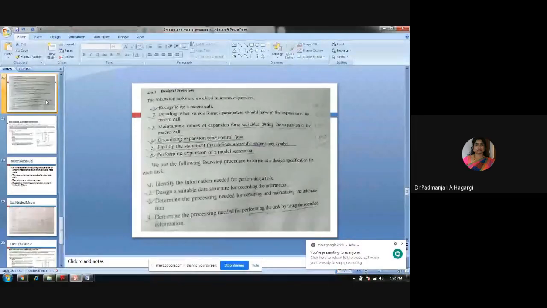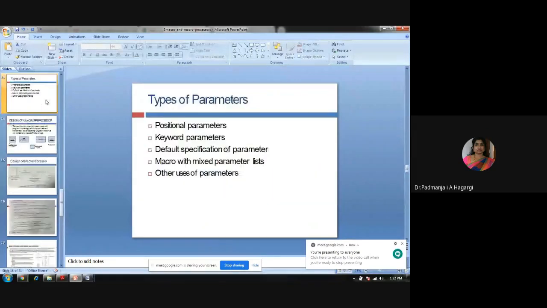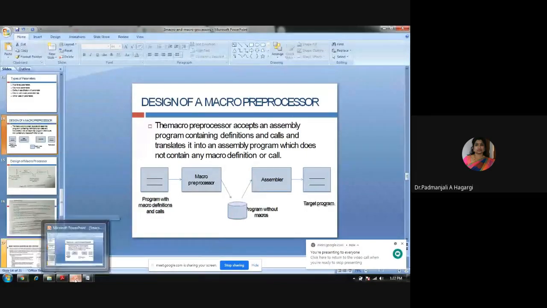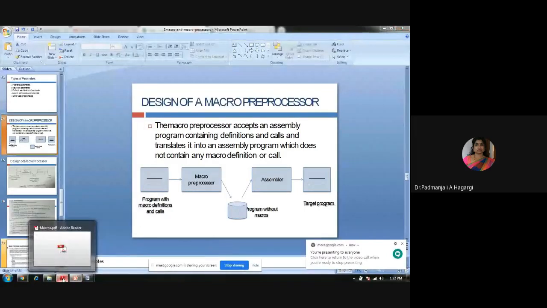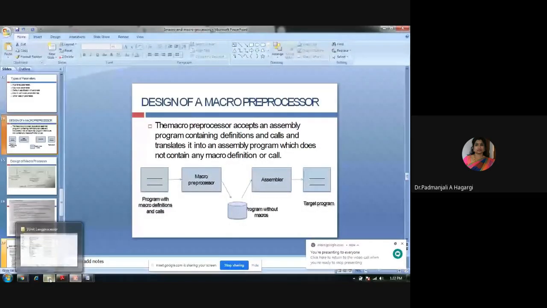By calling the macro in a program. A macro can be something like a small program in a program, and it is also called the shorthand version of a program, and it also reduces the programmer's time in writing multiple times.